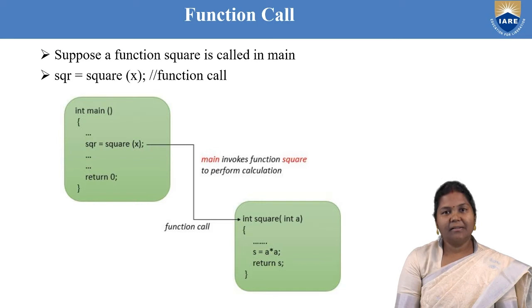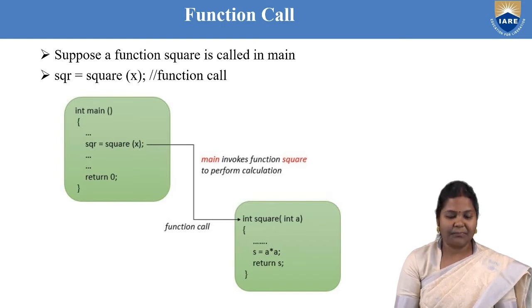Now, the next element of user-defined function is how to call the function. Normally, before execution, a function must be called from a calling function. Suppose there is a function called square function. That function we want to execute to find out the square of any rectangle, or square of any number or something. So we have to invoke that function.